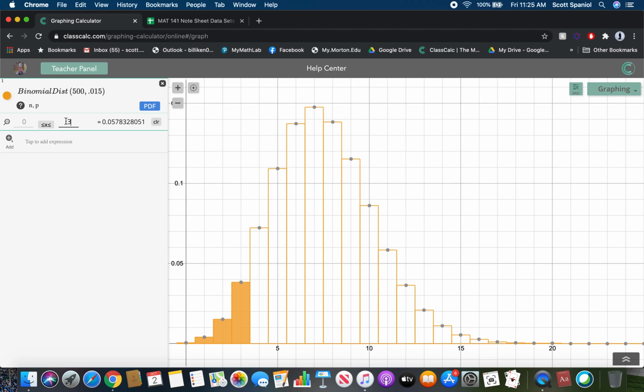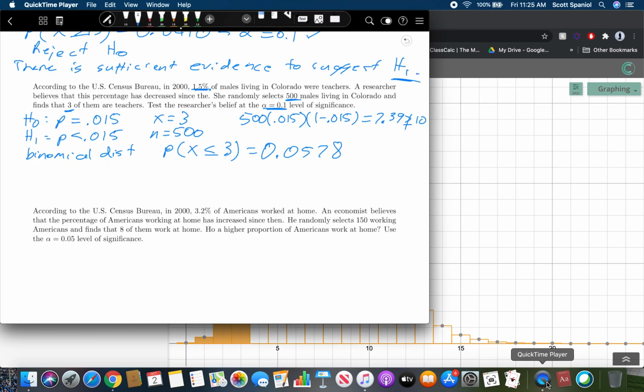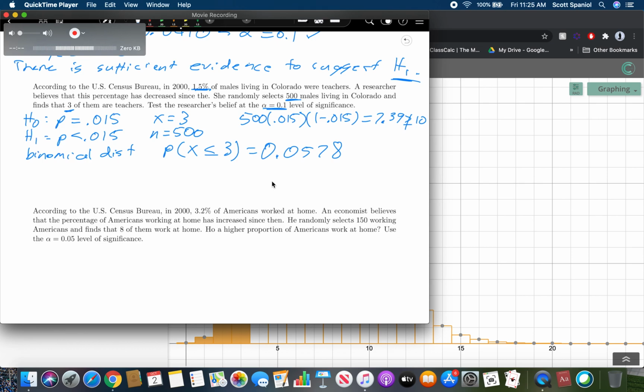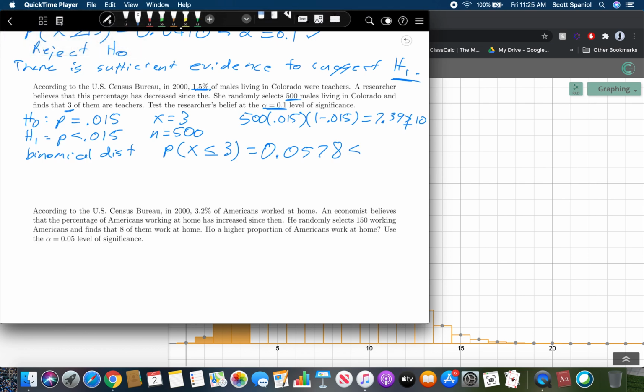Okay, and we get 0.0578. So this is a good example of when it's really important what alpha you're using. If alpha was 0.05, I wouldn't be less than alpha. But in this case, because it's 0.1, I am less than alpha, so I would reject H naught. And that's why it's really important that you set your alpha at the beginning of the problem before you do any of the work, to avoid bias, because it could be really, really close. In this case, it kind of is. So here we would reject it, and then we could say there is sufficient evidence to suggest that the percentage of males living in Colorado that are teachers has decreased since 2000.